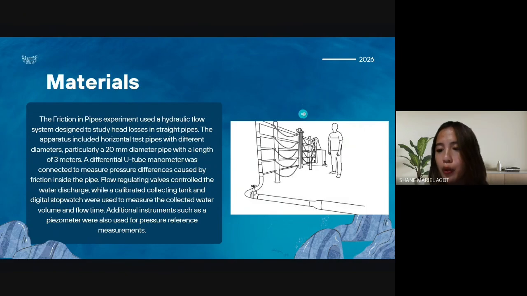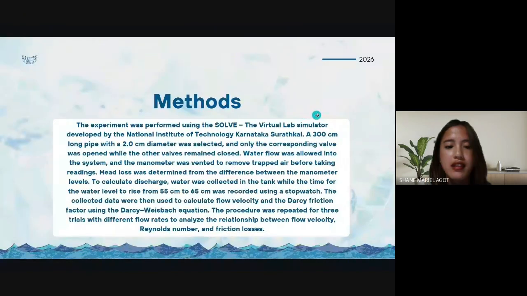To move forward, here are our methods. The experiment was conducted using the virtual lab simulator developed by the National Institute of Technology Karnataka, Surathkal. First, the 20 millimeter pipe was selected, and the other valves were kept closed. Water was then allowed to flow through the system, and the manometer was vented to remove trapped air before taking readings. The head loss was determined from the difference between the manometer levels.